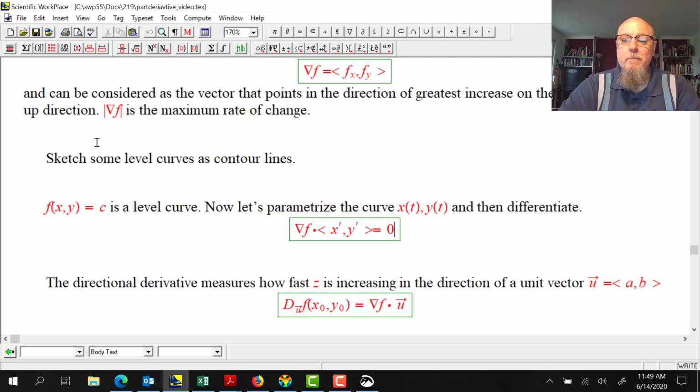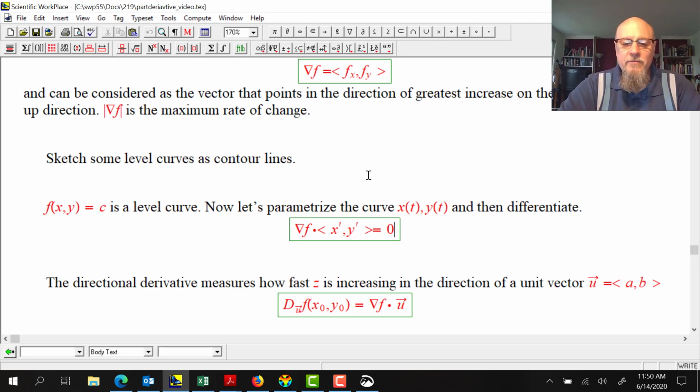And we talked about the magnitude of that vector being that rate of change. So the magnitude of that vector is what the maximum rate of change is. So the gradient's a vector. Its direction says the direction of greatest increase. Its magnitude says what that greatest increase is.